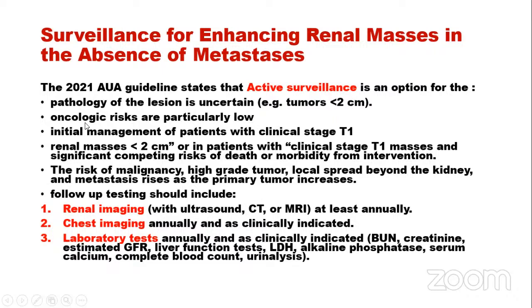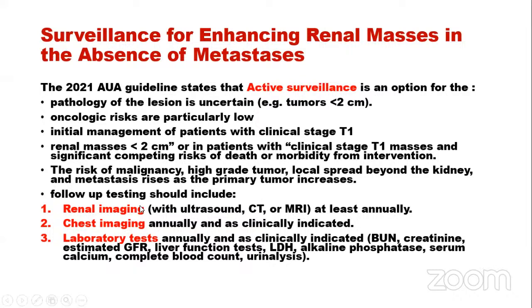For example, a tumor less than 2 centimeters, where oncological risks are particularly low, or as initial management of a patient with clinical stage T1 renal mass less than 2 centimeters, or a patient with a significant competing risk of death or morbidity from intervention. So it is better to do surveillance for them. The risk of malignancy, high-grade tumor or local spread beyond the kidney, and metastasis rise as the primary tumor size increases, and this is also considered for surveillance.